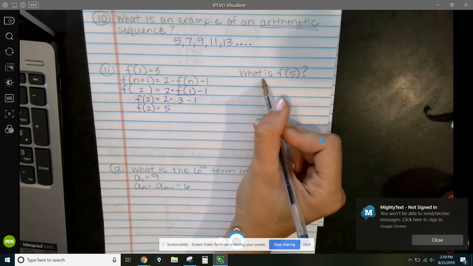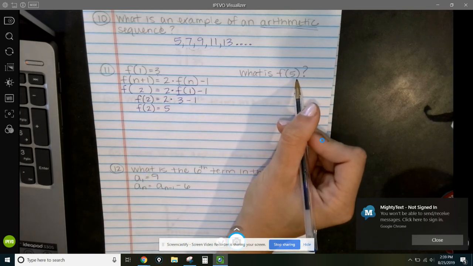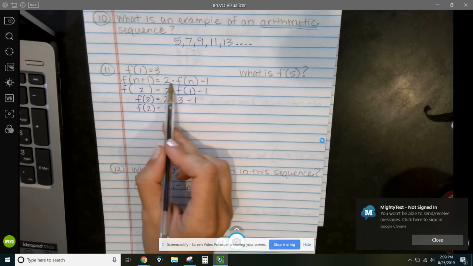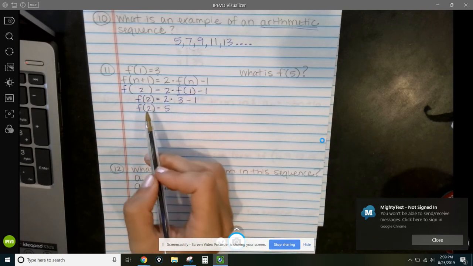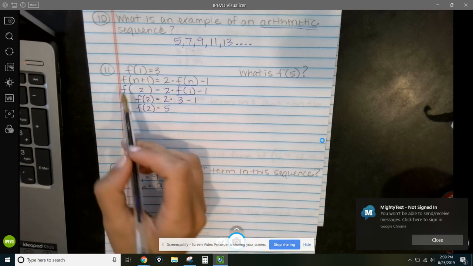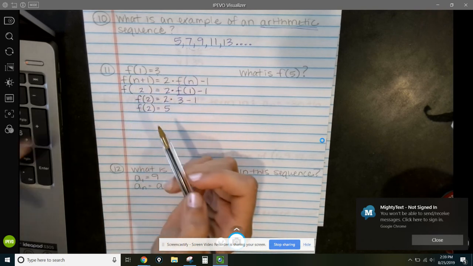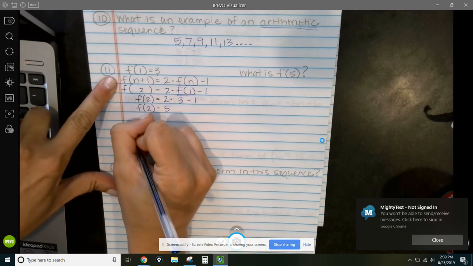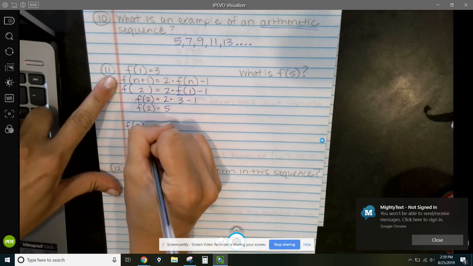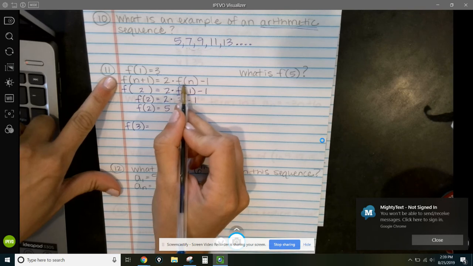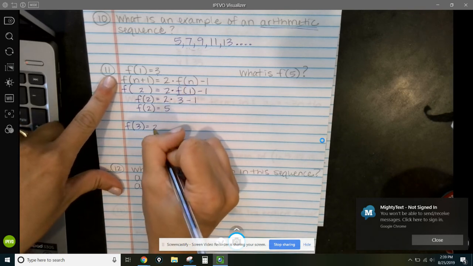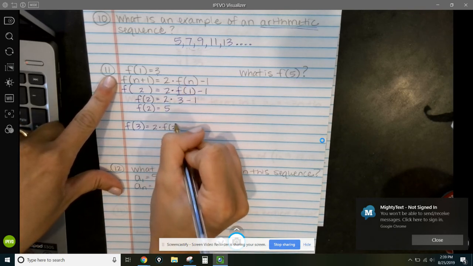The question is asking, what is f of 5? Well, I'm going to have to keep going on this recursive formula to figure that out. I now know f of 2. So using that, I can figure out f of 3. So I'm going to use the same formula again, except I'm going to figure out f of 3 this time. And I'm going to plug in f of 2 in here. So 2 times f of 2 minus 1.